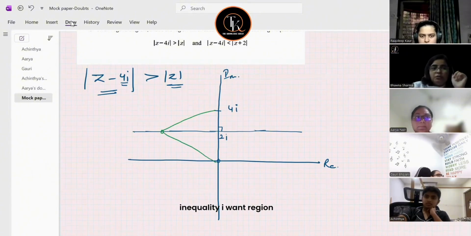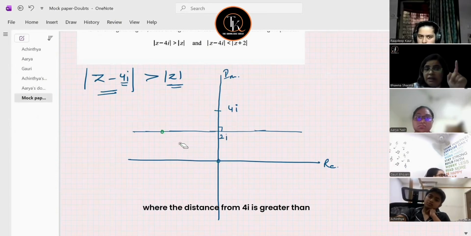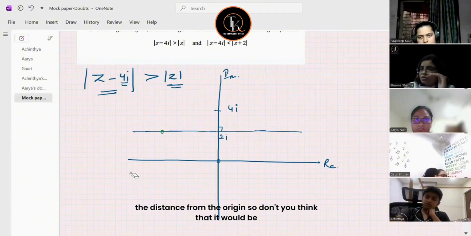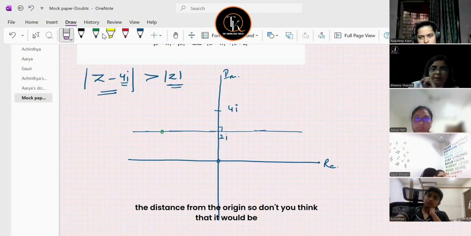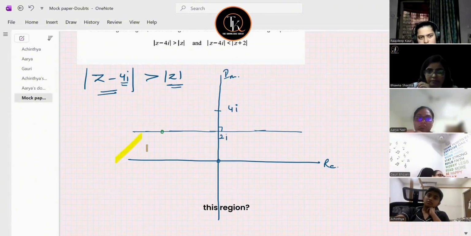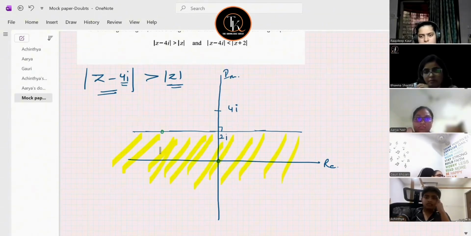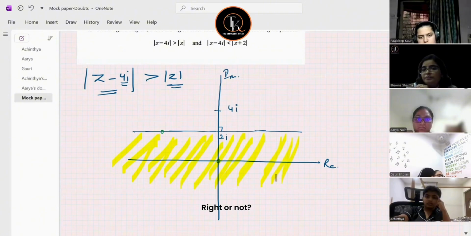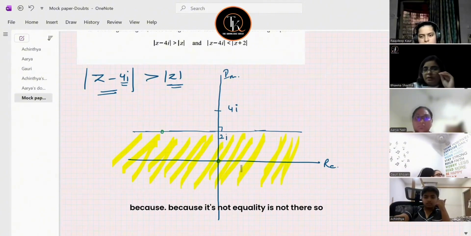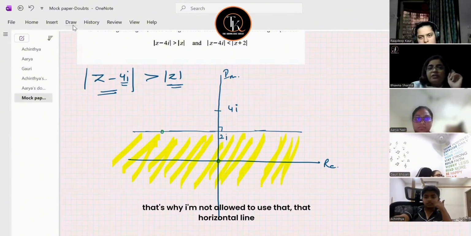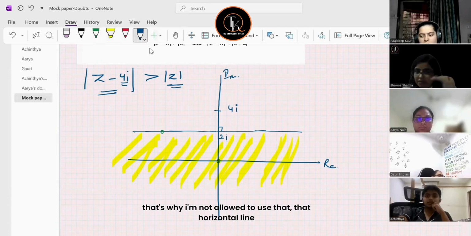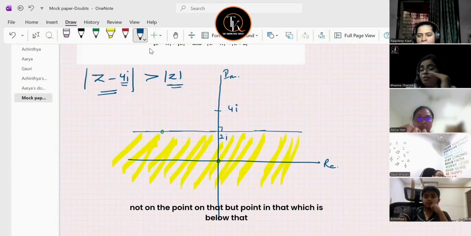Okay, now coming to the inequality. I want a region where the distance from 4i is greater than the distance from the origin. So don't you think that it would be this region? Right or not? Because equality is not there, I'm not allowed to use that horizontal line, not the points on it, but the points below that line.